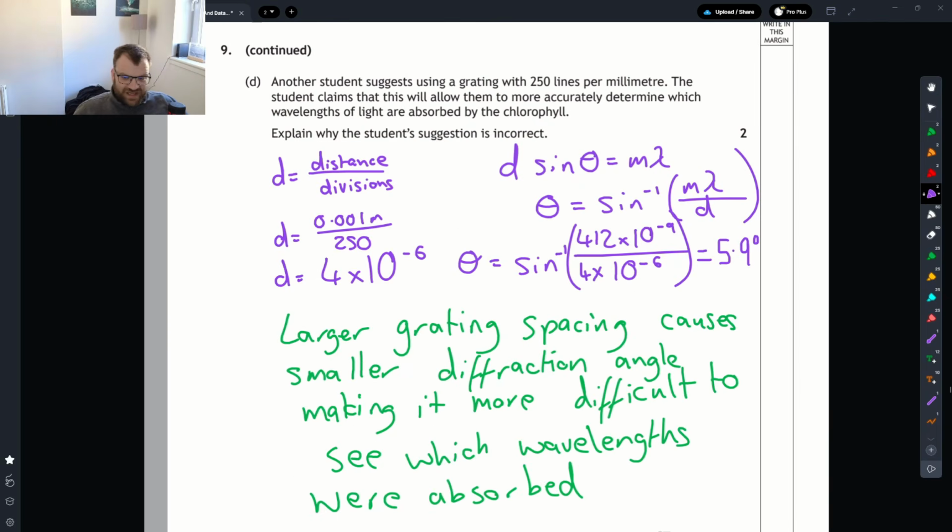Just realised I should take a few seconds to actually put the numbers into the calculator. So here we're using the new divisions. We end up with an even smaller angle, making it more difficult to tell apart the different wavelengths of light. So that's why they are incorrect.